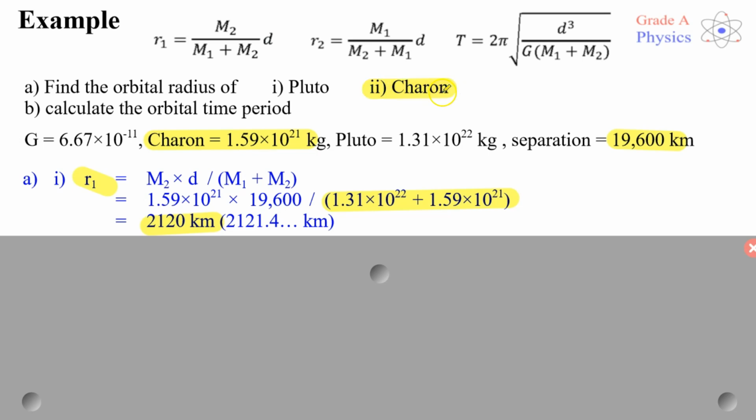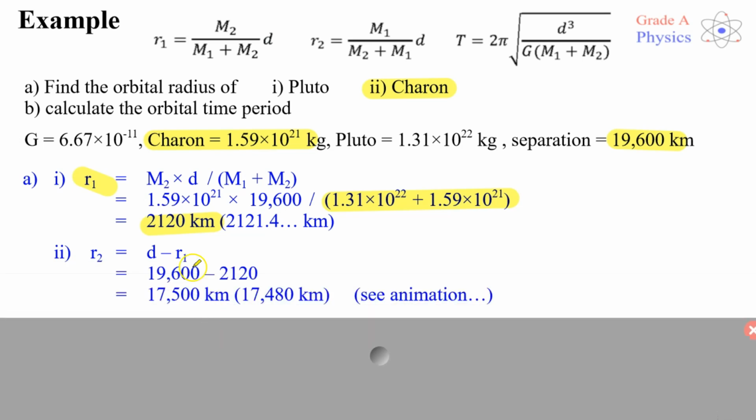And then if we're trying to find the orbital radius of the moon, we could do the same calculation but with the other formula, that's absolutely fine, but it's probably easier because we know the total distance and we know the radius of 1, and the total distance is the sum of the two radii. Probably easier just to subtract our previous value from D. So 19,600, take away our first answer, and we get 17,500. That should make sense because R2 would be larger because that's further out, that's the smaller mass. If you want to check, you could use this other formula here, but you should get the same value.